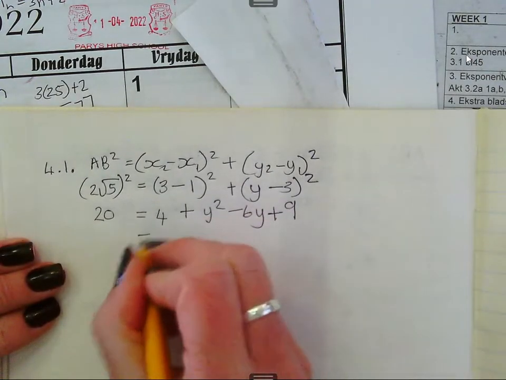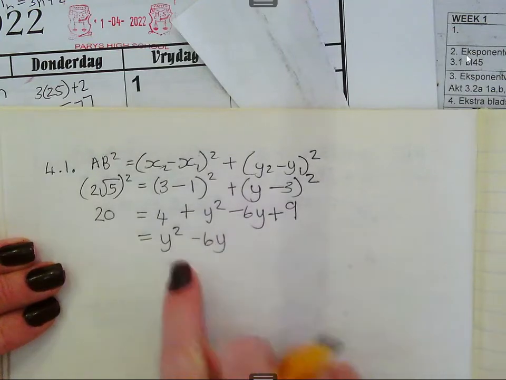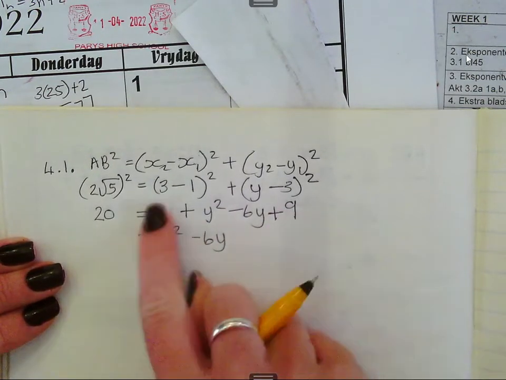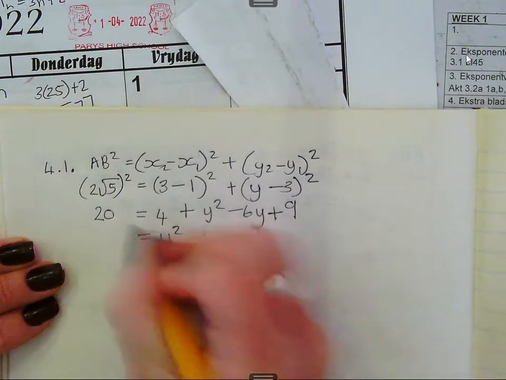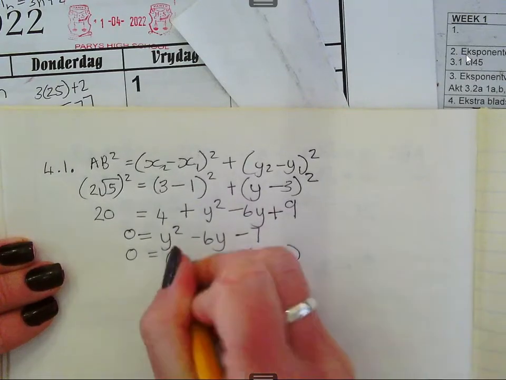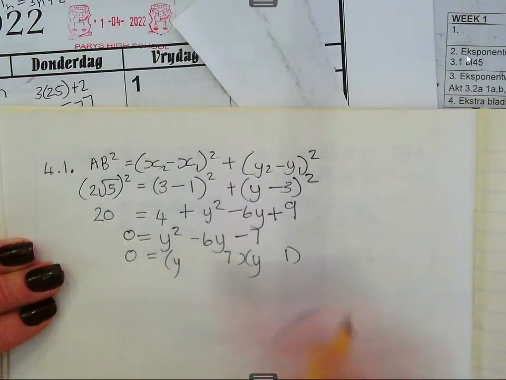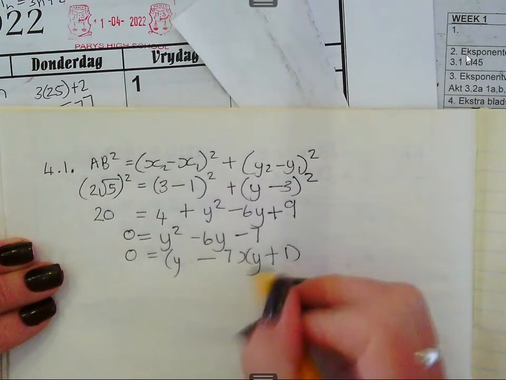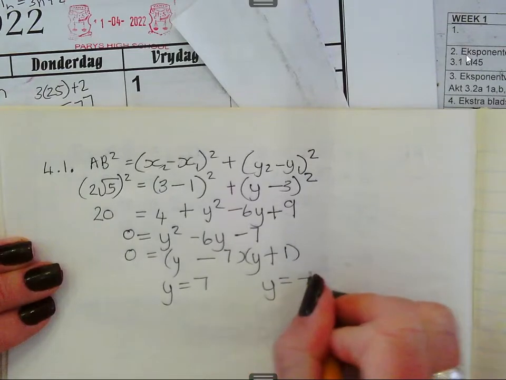Then you get everything on one side, it must be equal to 0. So it's y squared, 6y. This one gives you 13. The 20 goes over, it subtracts, it's minus 7. And then when you factorize, you get 2 answers. y and y, 7 and 1. I want to get negative 6, so it's negative 7 plus 1. So my 2 answers will be y equal to 7 and y equal to negative 1.